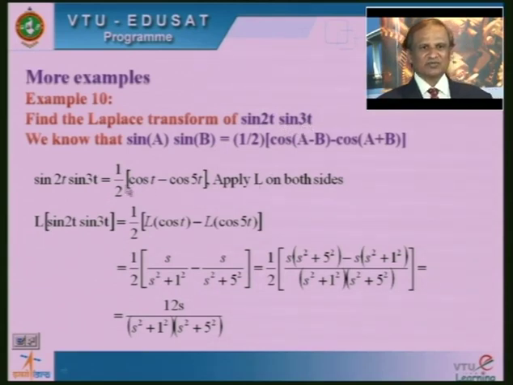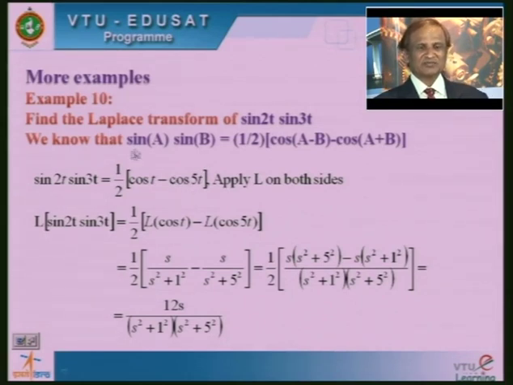Is it clear? I hope you will get cos of minus t. Right? So cos of minus theta can be written as cos theta only. That is why here I have written cos t only. Right? So minus cos of A plus B. A plus B means cos of 2t plus 3t. Is it clear? I hope you will get cos of 5t.